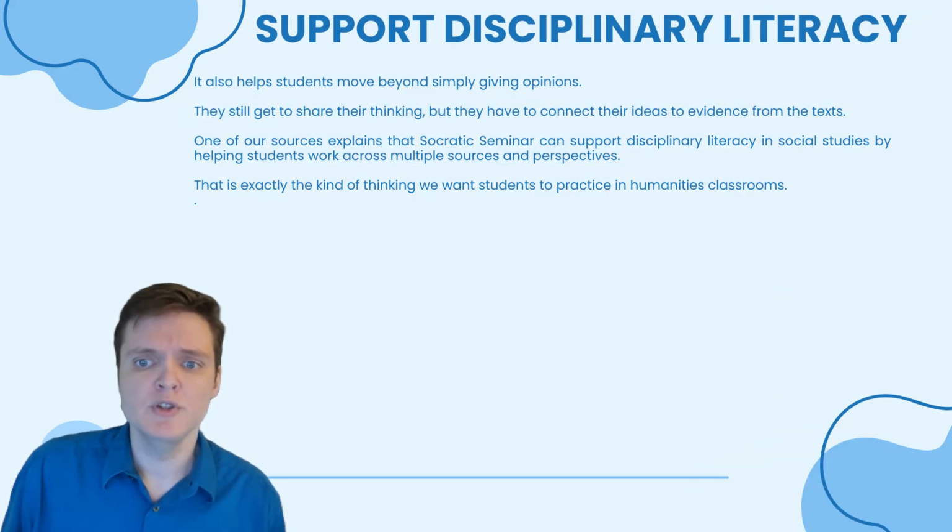It also helps students move beyond simply giving opinions. They still get to share their thinking, but they have to connect their ideas to evidence from the texts. One of our sources explains that Socratic seminar can support disciplinary literacy in social studies by helping students work across multiple sources and perspectives. That is exactly the kind of thinking we want students to practice in humanities classrooms.